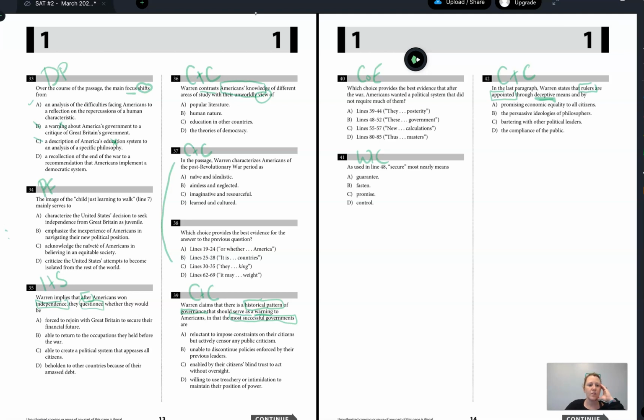A recollection of the end of the war to a recommendation that Americans implement a democratic system. Even if that first part was okay, we don't get a specific recommendation about what system to implement. It's more just a general discussion of the problems of establishing government and how difficult that is. I also think the recollection is not necessarily of the end of the war in particular. It's so far after the war that I think we're beyond that. So A must be the answer.